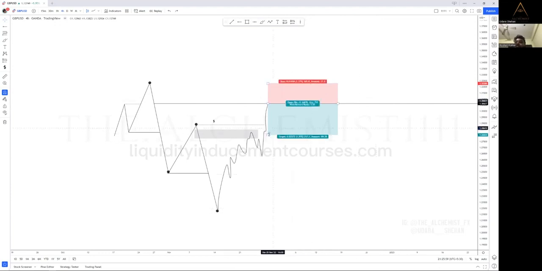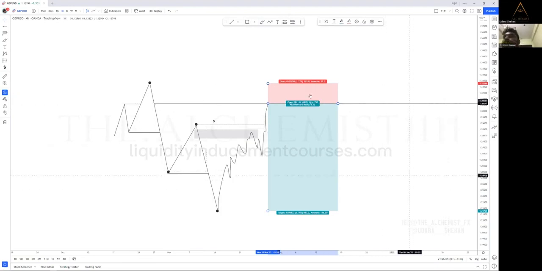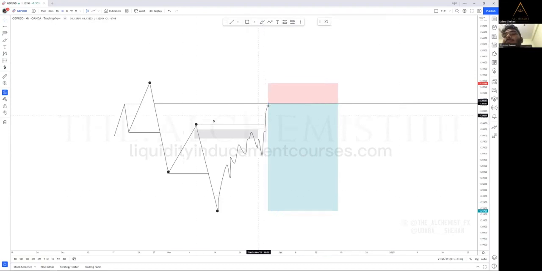But I know the risk to reward will not be that good. The stop loss will be big, but if you want an increased win rate, place your stop loss above the strong high, and you'll see what happens. So from internal range liquidity, where do we target? External range liquidity. Then it could come down, might react from these areas, might consolidate.